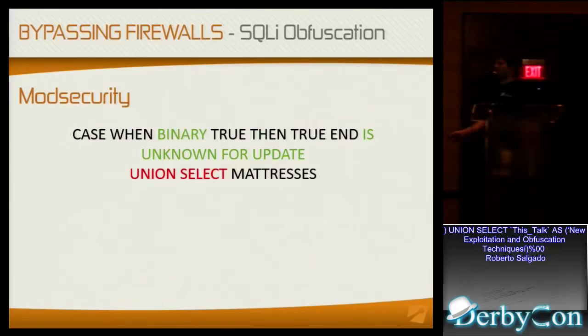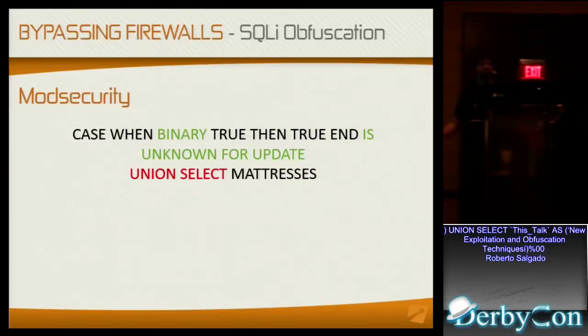The binary keyword is very useful for bypassing. You can put it before what you're selecting, or in this case true. You can put binary before, and I could have multiple binaries, so I can have case when binary, binary, binary, binary, binary, binary, just like 100 times, and that'll make it hard for a firewall.